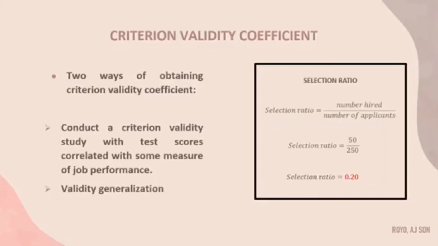Okay? And next we have the selection ratio. It is the percentage of people an organization must hire. And the selection ratio is determined by the formula: selection ratio is equal to number hired divided by number of applicants. For example, the number hired is equal to 50 and the number of applicants is 250. So we have 50 divided by 250, and the result is 0.20. Therefore, our selection ratio here, guys, is 0.20.